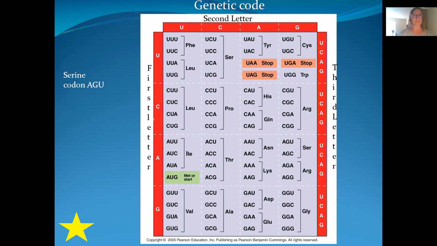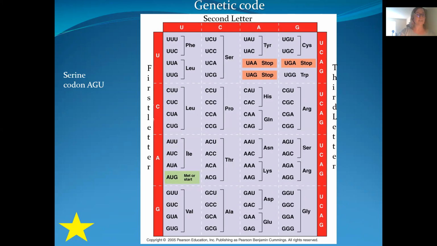And the code for serine is AGU. So if we go to first letter A, second letter G, then we can see AGU. You'll notice that AGC is also an option for serine. There is redundancy in the code, right? There are multiple codons that code for the same amino acid. You can also see all 4 of these up here code for serine as well.